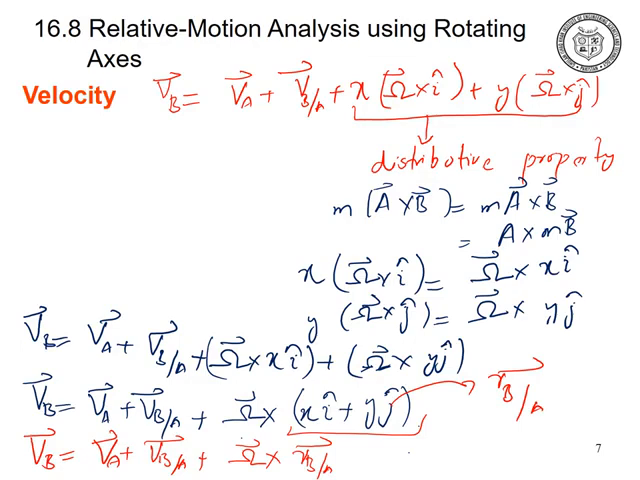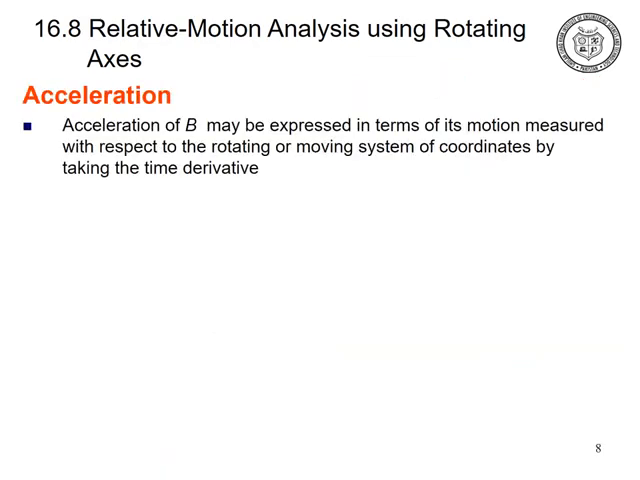In this way the velocity equation can be derived for the relative motion analysis using rotating axis. So in the previous slide, the velocity equation was vb equal to va plus vb with respect to a plus omega cross rb with respect to a. So this was the velocity equation for the relative motion using rotating axis. So how can we find the acceleration from this velocity equation? By taking the time derivative, we can find the acceleration.